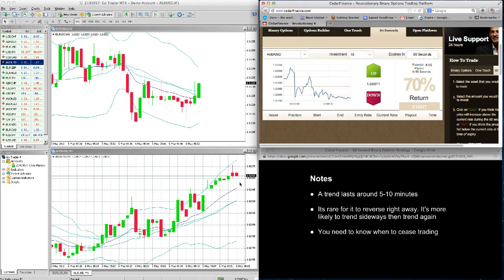Alright, so that's my Cedar Finance 60-second binary option strategy. Remember, it is just a strategy, meaning that you need to make judgment calls. It's not a system where you just follow 1, 2, 3 steps. It's a strategy of a few steps of basically following consecutive same color candlesticks and chasing that trend to make money.